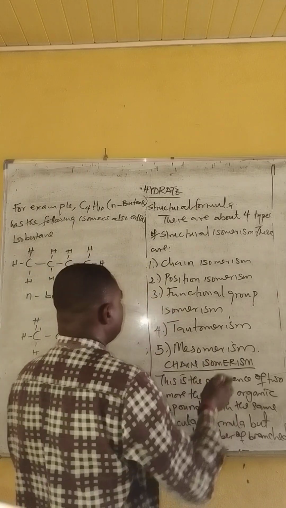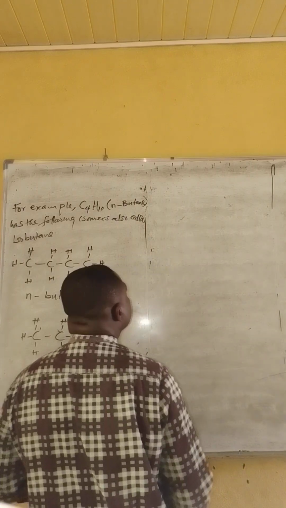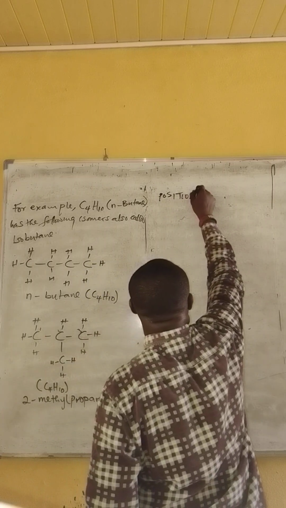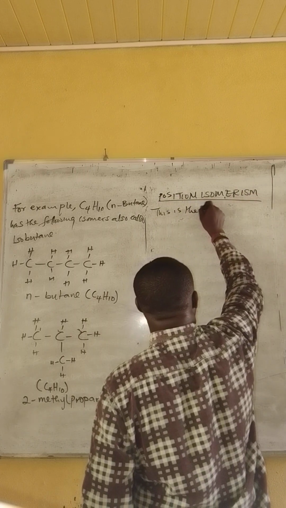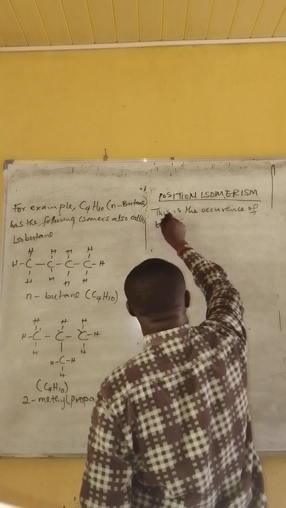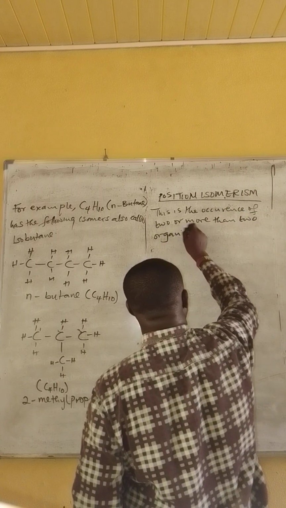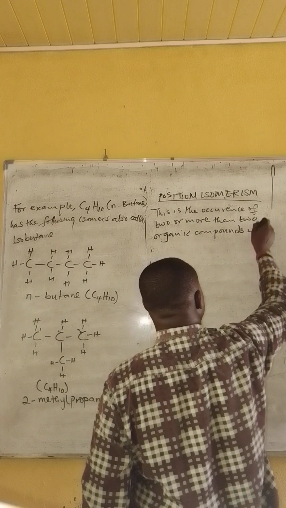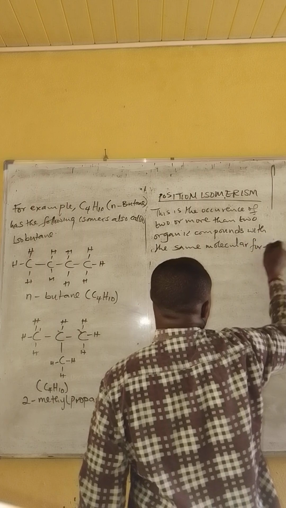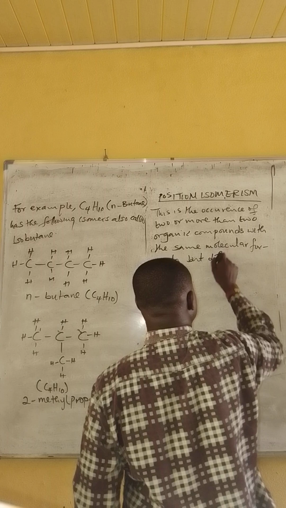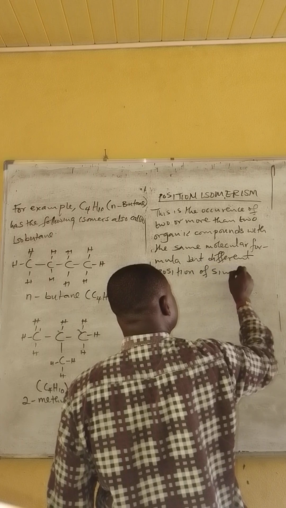Then let's go on to position isomerism. This is the occurrence of two or more than two organic compounds with the same molecular formula but different positions of a similar functional group.